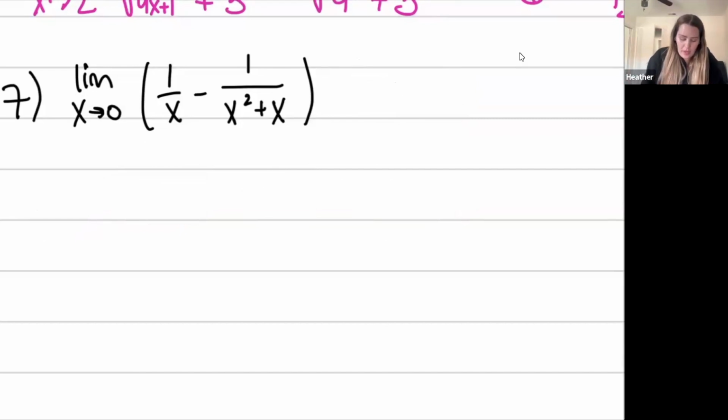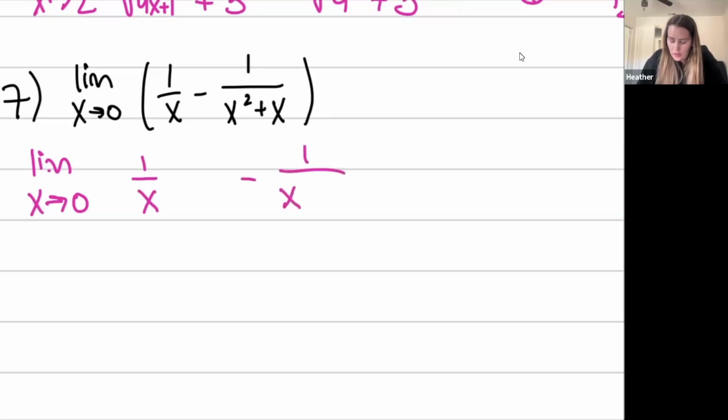Probably that's going to be my best bet. So let's rewrite the limit. Then I got 1 over x here. We're going to multiply him by something. Give me a little space. And then I got 1 over x squared plus x over here. So the common denominator that I'm going to go for is x times x squared plus x, since they don't have anything in common. So this first term needs an x squared plus x.